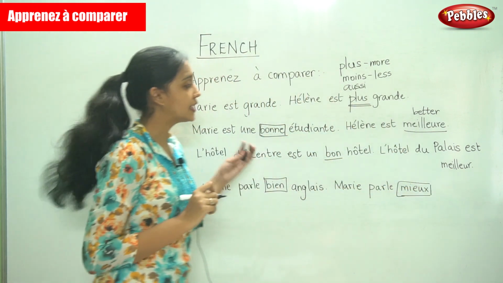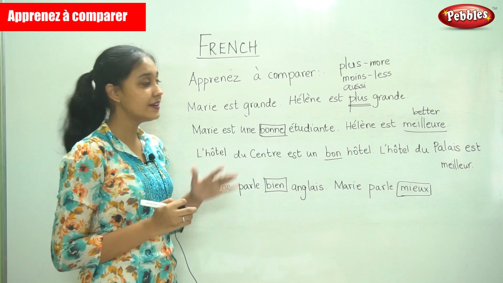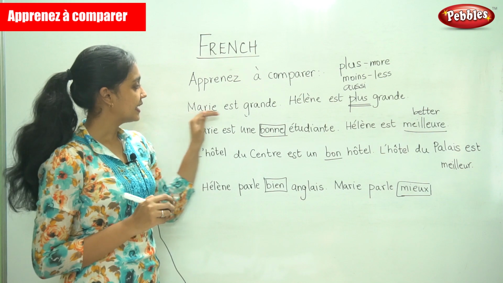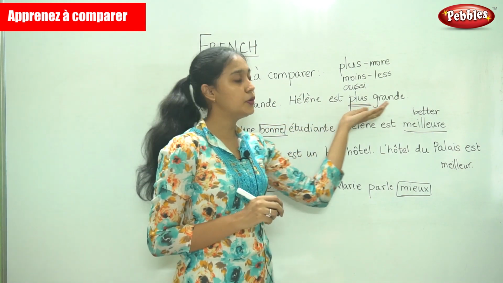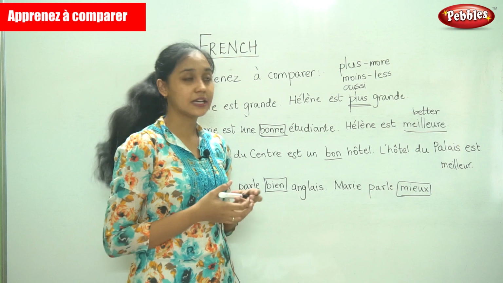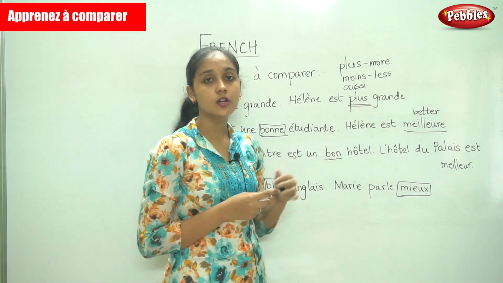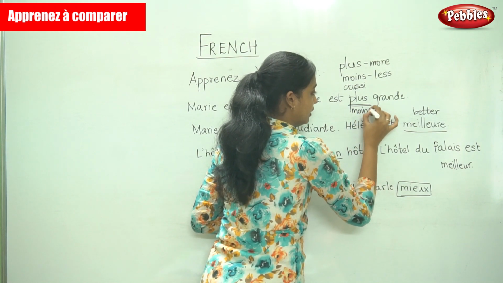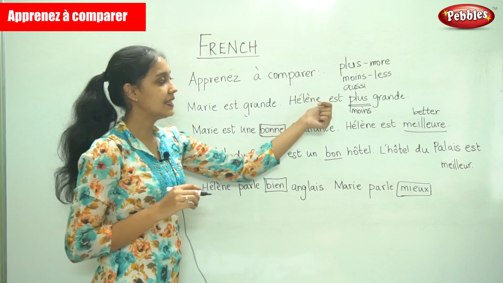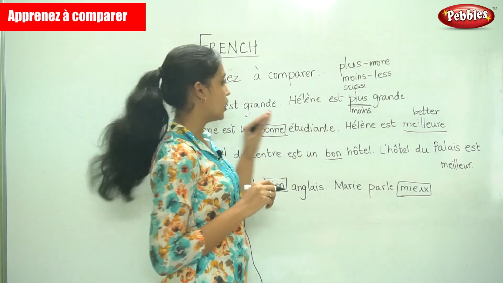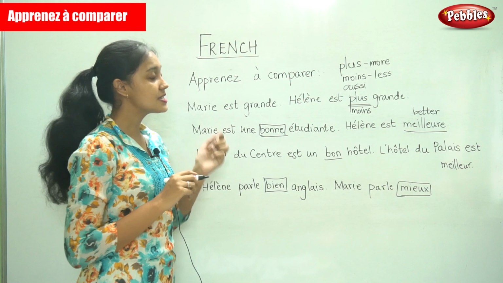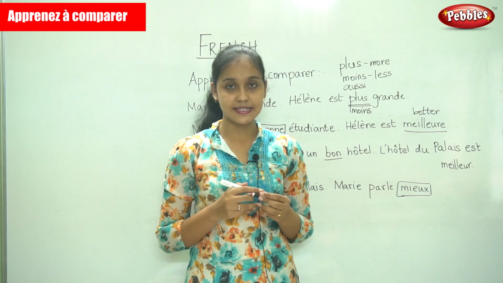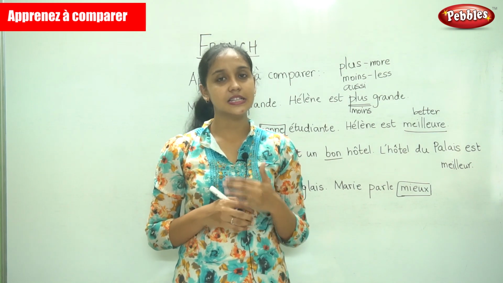So this is how we compare. These are the words we use to compare 2 different things or 2 different people. Marie est grande, Hélène est plus grande. So in most of the cases we use plus or moins. So now if I replace plus with moins, it means Hélène est moins grande. She is smaller than Marie. So this is how we compare in French. So now we will do some exercises to see how we use this comparison.